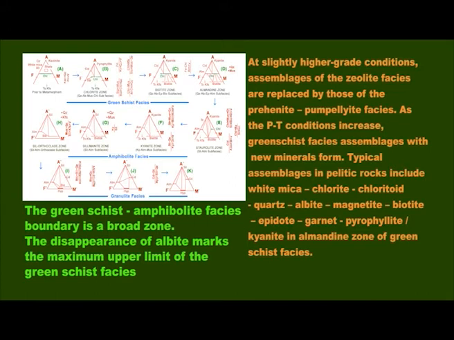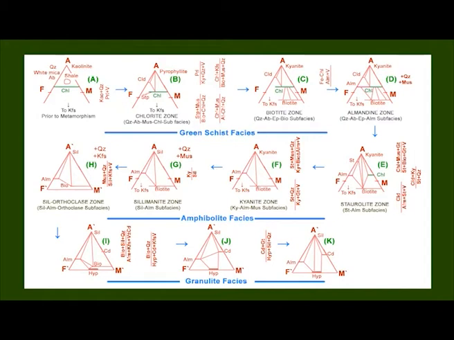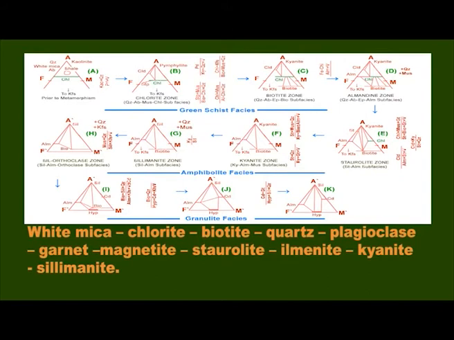The greenschist facies, amphibolite facies boundary is a broad zone. The disappearance of albite marks the maximum upper limit of the greenschist facies. Thus, albite, like pyrophyllite, is absent from amphibolite facies rocks. Staurolite rather than chloritoid occurs in the lower part of the amphibolite facies, and the aluminous silicates, kyanite at lower grade and sillimanite at higher grades, characterize aluminous bulk composition. Typical assemblages include white mica, chlorite, biotite, quartz, plagioclase, garnet, magnetite, staurolite, ilmenite, kyanite, sillimanite.